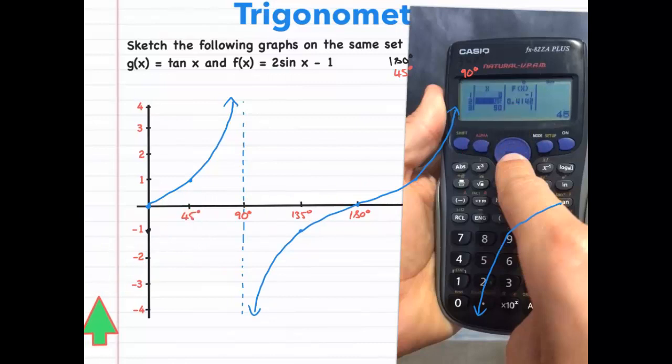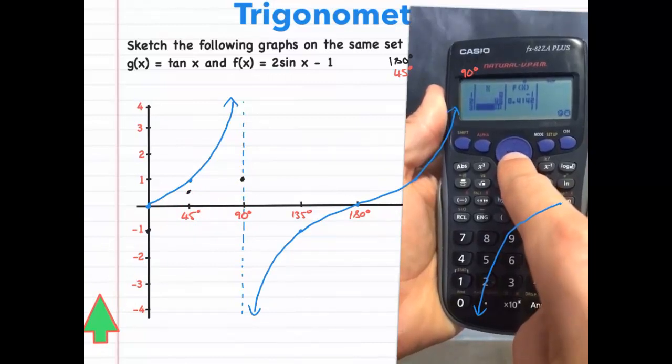So let me plot that point as well. So there we go. And then 90 and 1, which is right there. Okay. And remember, we're busy with the sine function. So we've got 0 and -1, 45 and 0,4, 90 and 1. And let's continue on our video here.